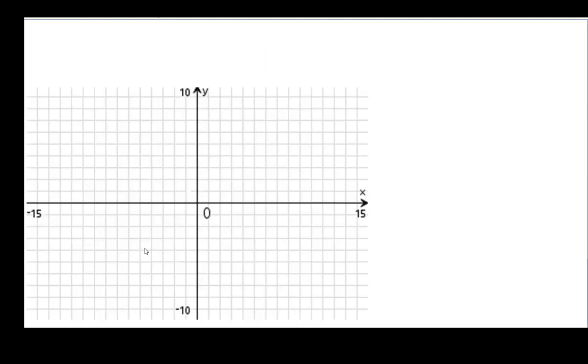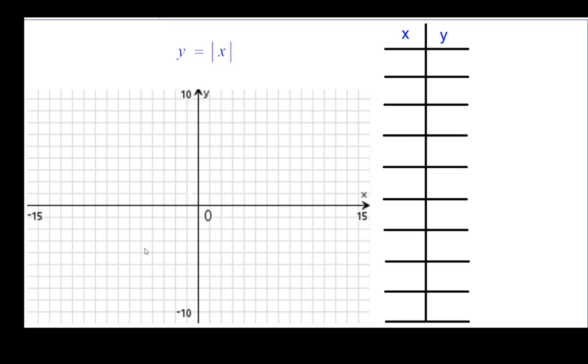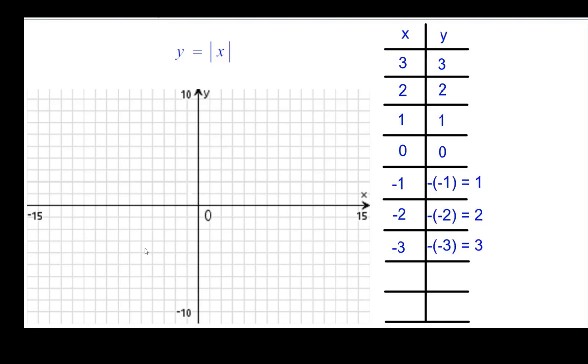We need a graph grid. We're going to go ahead and make a table. And the 7 values we prefer to use for this one are these values for x. So go ahead and pause and complete the table. For 3, 2, 1, and 0, the absolute value is equal to itself. And for the negative values, they're equal to their opposites.